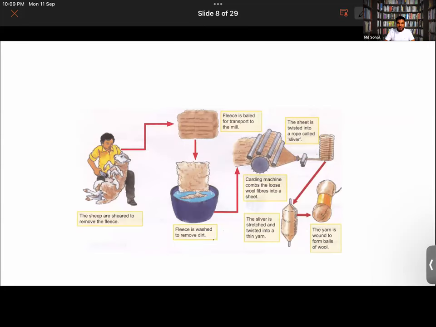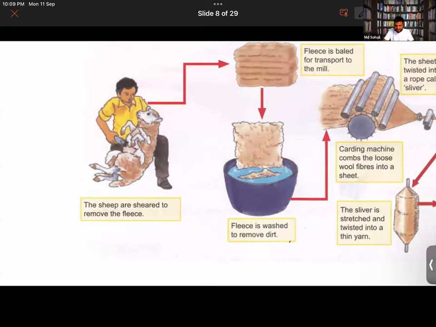Now let's study the process through which the wool that is shorn from the skin goes. What do you understand from the diagram here? See the first step. The first step: the sheep are sheared to remove the fleece. So this step is called shearing.